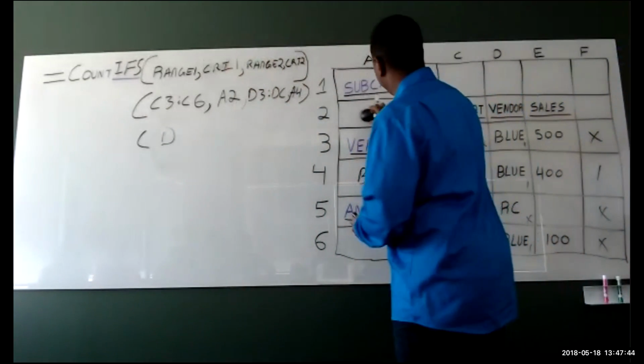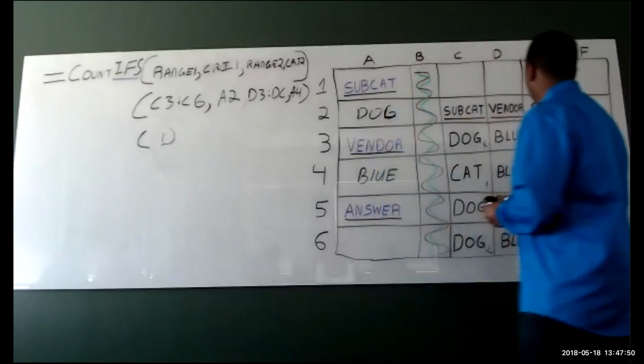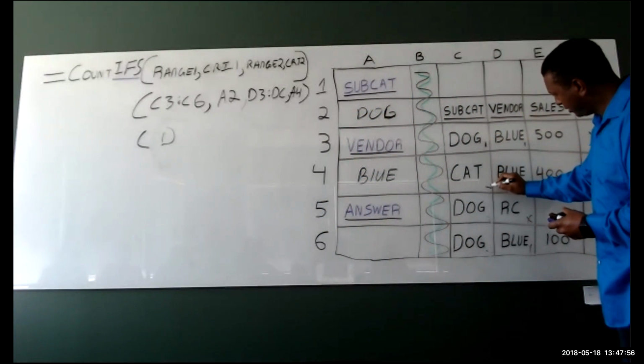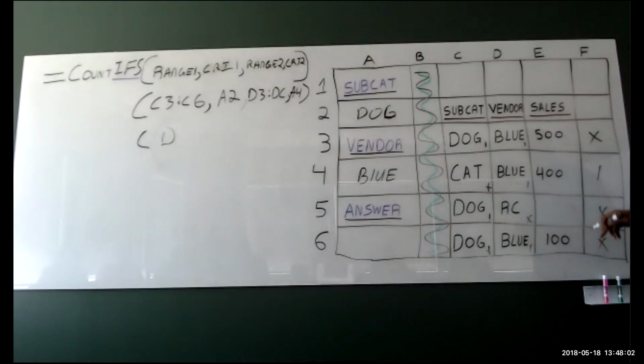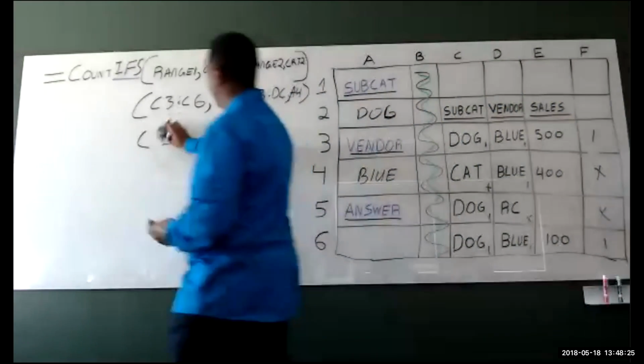If I were to change this in my cell to dog, it'll say dog, no, dog, dog, blue, blue, no, blue. So now it's 1, match, match. There's 1. No match. No match. Match. So now 1, 2. So now my answer is 2.